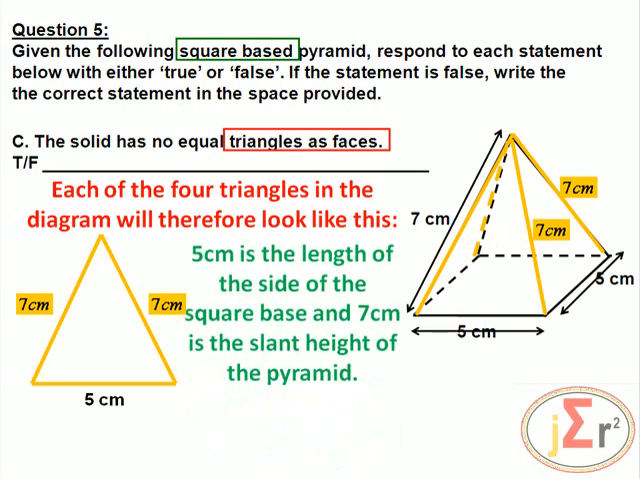5 centimeters is the length of the side of the square base, and 7 centimeters is the slant height of the pyramid. Five centimeters is the length of the side of the square base, like right there. And 7 centimeters is the slant height of the pyramid, right there and there, which will be these two.